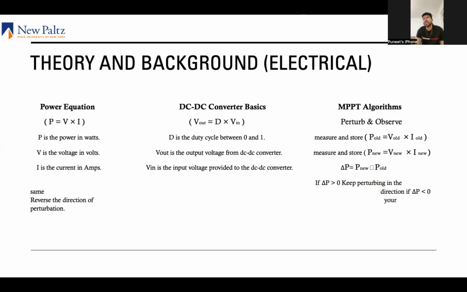Perturb means slightly change. So we measure and store the input voltage and input current, and then measure the output voltage and output current, and then compare with each other and see if the change is greater than zero, meaning we're getting more power, then the algorithm keeps pushing the slight change in that direction. If not, then we reverse the direction so we can get maximum power at all times.